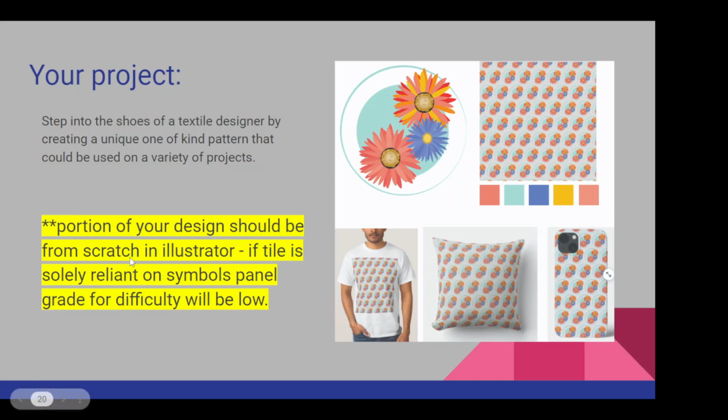I don't want you relying on that symbols panel 100% to create your pattern because your difficulty level grade will be low. So this is what your project is actually going to look like when you're done. So you're going to have your tile, you're going to have your one-of-a-kind pattern, you're going to have your color scheme that you chose, you created in the last video lesson, to create your pattern, and then you're going to have 3 images of possible products with this pattern applied, and we're going to use a website called Zazzle, and I show you that in that last video lesson.